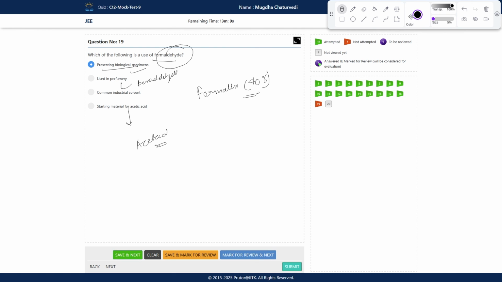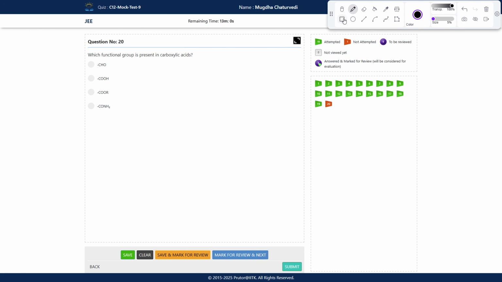And if we see the last question, what is the group which is present in carboxylic acid? It is very simple. It is the COOH group which is present in carboxylic acid. CHO is present in aldehyde. So the correct option will be the second one, that is COOH. So this is the correct option for this question. Here we have completed the mock.